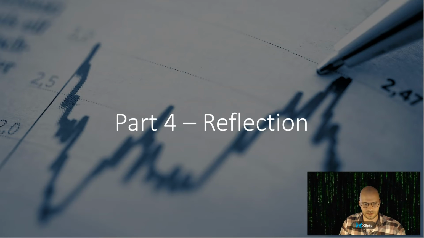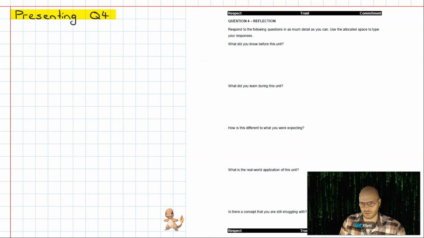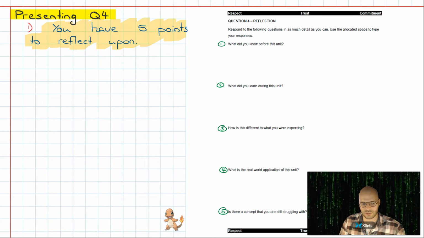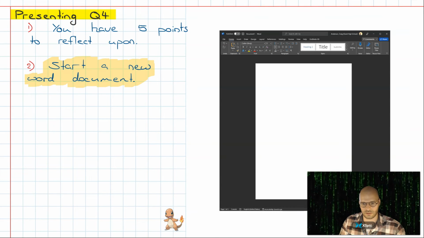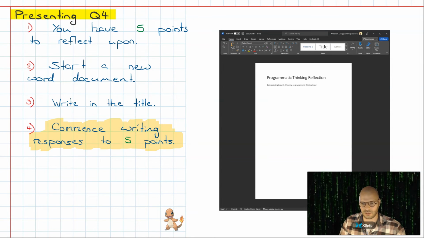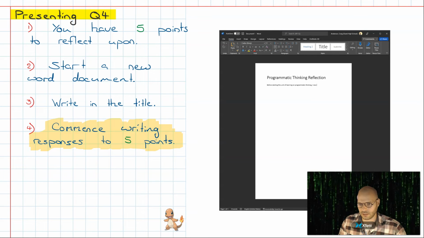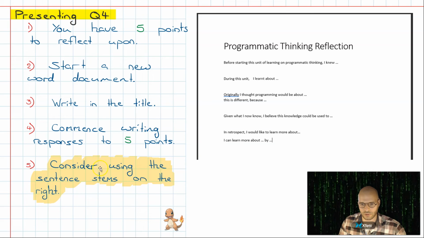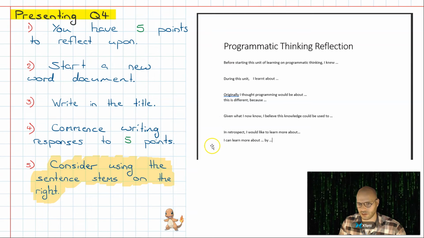Part 4, reflection. Part 4 is a reflection question. It contains 5 points. You must address all 5 points. To do this, you're going to start up a new Word document, after which you're going to title it Programmatic Thinking Reflection. Then you're going to start writing. Now if writing isn't your strong point, then that's okay. What we have provided for you over on this slide are some sentence stems you can use to get going.